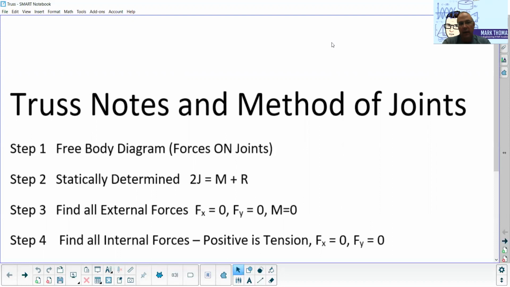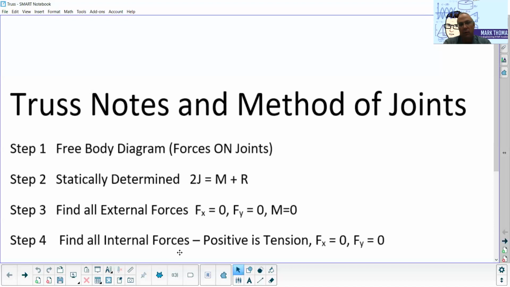First of all, we have a free body diagram that we're going to draw out. We're going to look at all the forces on the joints. We're going to look to see if it's statically determinate, which would follow our equation of 2J equals M plus R. We're going to find all of our external forces by utilizing the sum of the forces in the x direction equals 0, the sum of the forces in the y direction equals 0, and the sum of the moments equals 0. If you're in a physics background, you might say that it's the sum of the torques equals 0. There's just a difference in the terminology between the different groups of people.